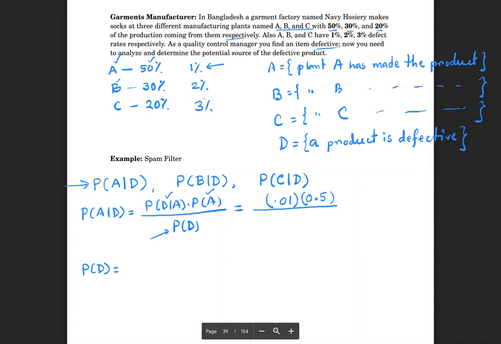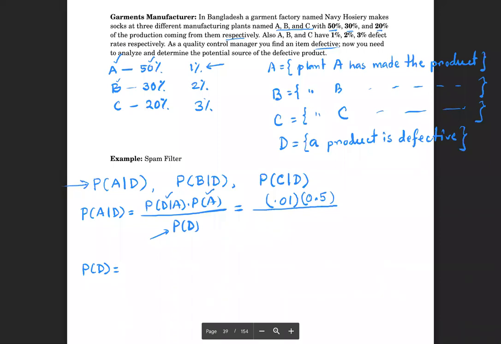Maybe a machine error. Okay. Well, those are things that we know the product is defective. We are not trying to find out the reason for the defectiveness, but rather we are trying to find out who made the defective product. Is it plant A, plant B, or plant C?